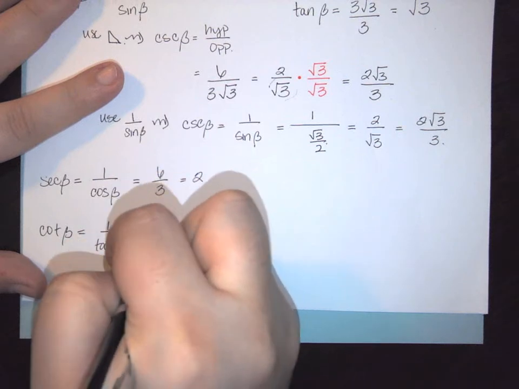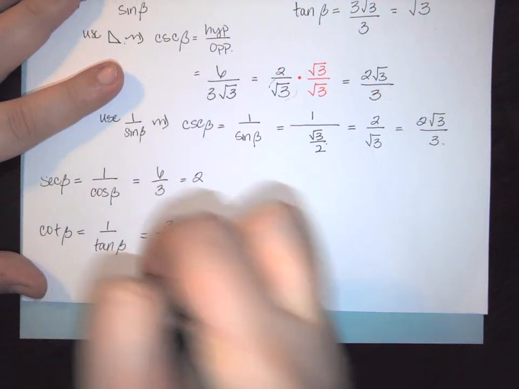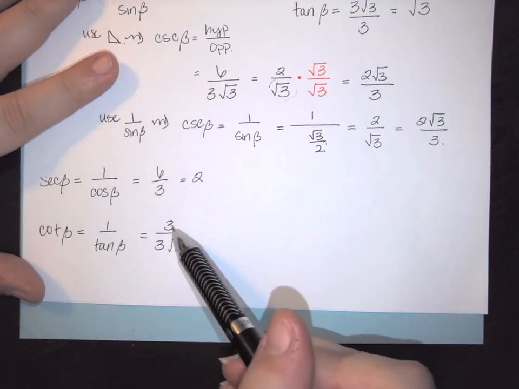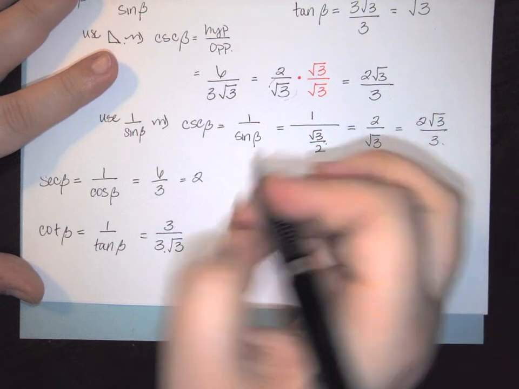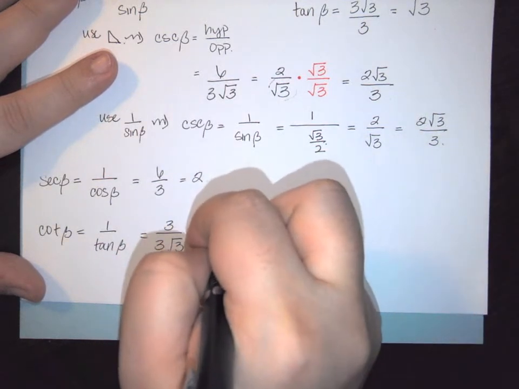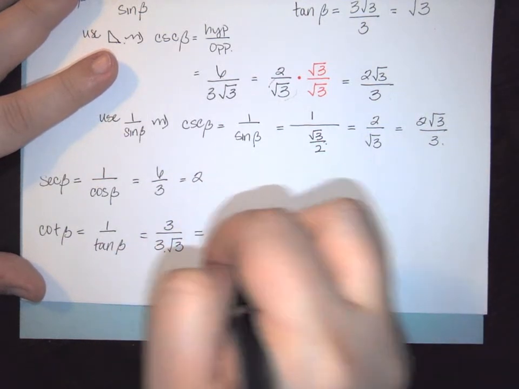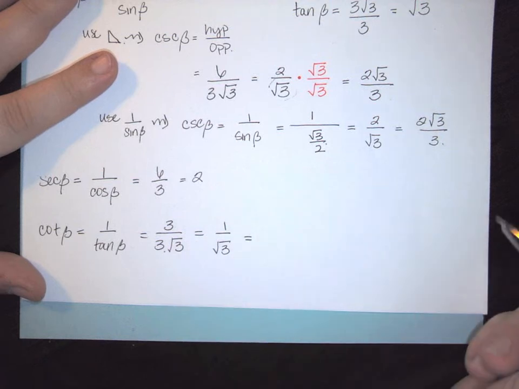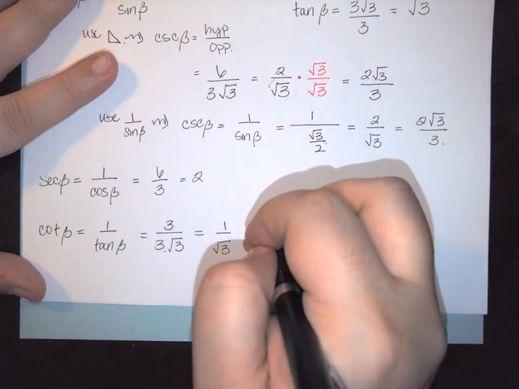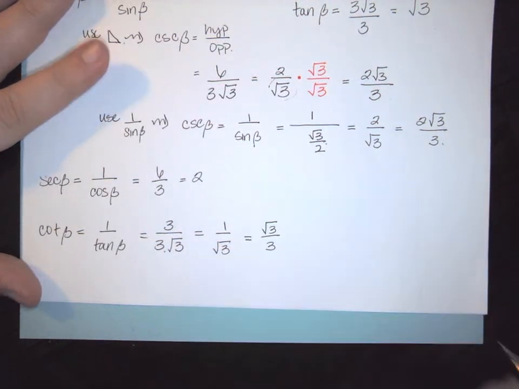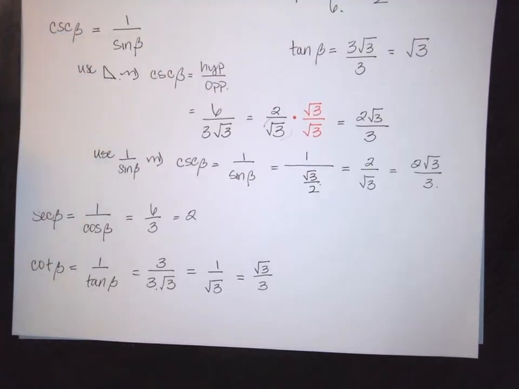So here we go. In this case, my 3 over 3 would cancel or reduce, so this becomes 1 over the square root of 3, which when we rationalize becomes the square root of 3 over 3. And thus we have found all 6 pieces.